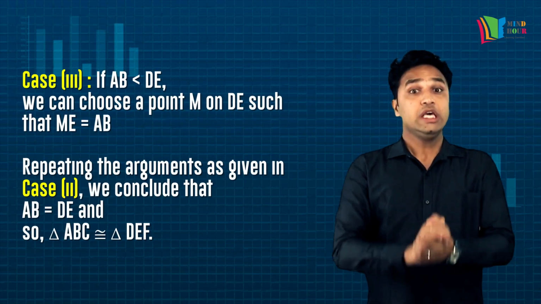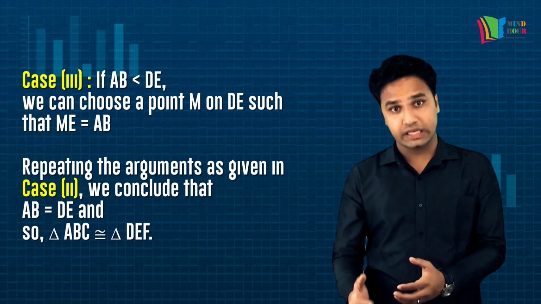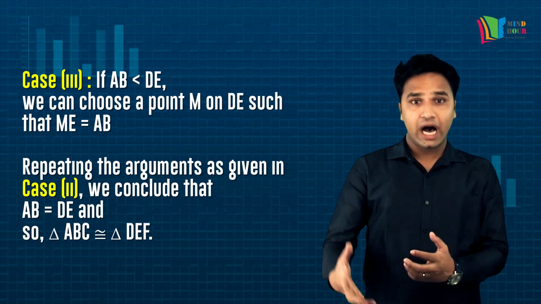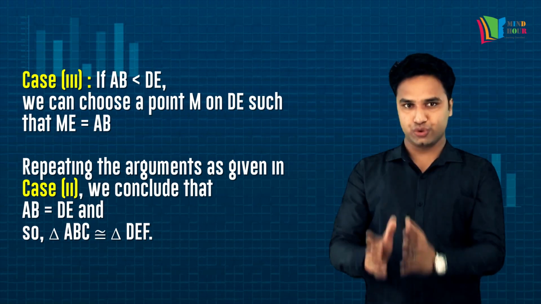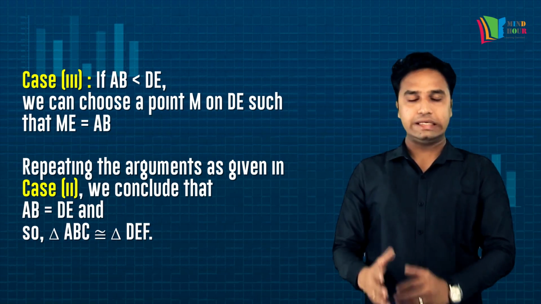Case 3. If AB is less than DE, we can choose a point M on DE such that ME is equal to AB. And repeating the arguments earlier in case 2, we can conclude that AB is equal to DE and so triangle ABC is congruent to triangle DEF.